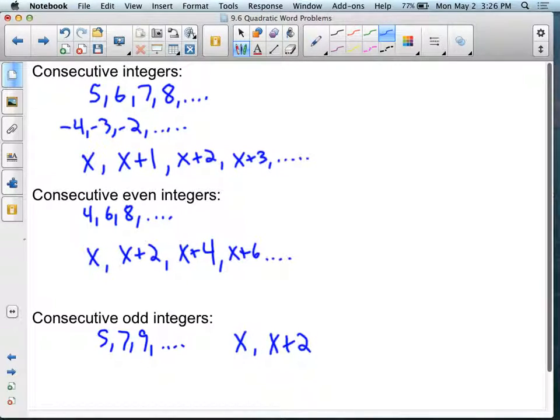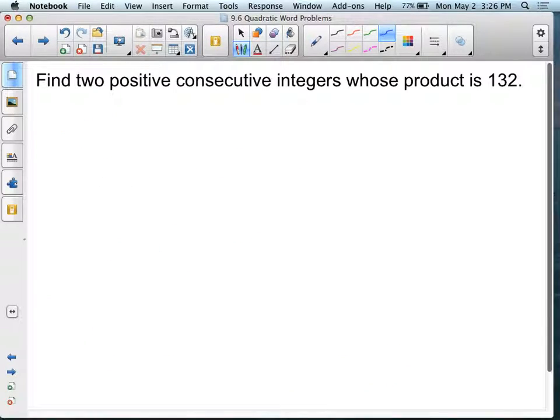But wait a minute. 2 isn't even. It's an even number. It's not odd. We're doing odds. You're right. Don't odd numbers go up by 2 as well? So then after x plus 2, we'd have x plus 4, and so on. So even and odd integers still go up by 2's, where the regular consecutive integers just go up by 1's. So let's see how this works in a problem.